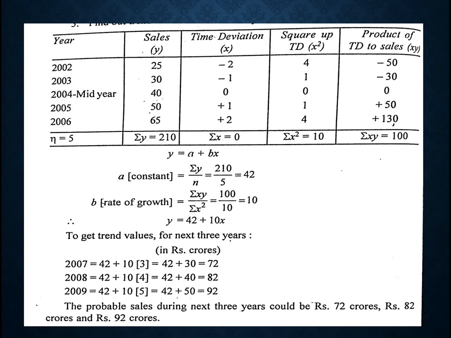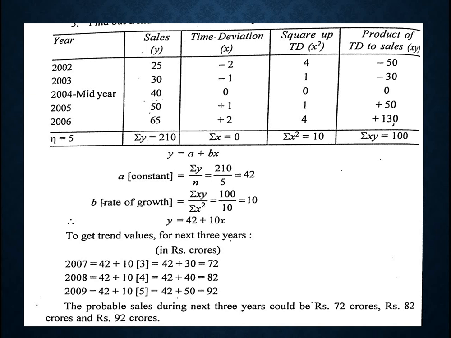Next step is to calculate the product of time deviation and sales. The product is the column x into y, that is, sales into time deviation. For the first year 2002, the sales is 25 into time deviation minus 2, so 25 into minus 2 is minus 50. Next, 2003: 30 into minus 1, that is minus 30. Next, in 2004, the sales is 40 and the time deviation is 0, so 40 into 0 is 0 only. Next, 2005: sales is 50 into time deviation plus 1, so 50 into 1 is plus 50.